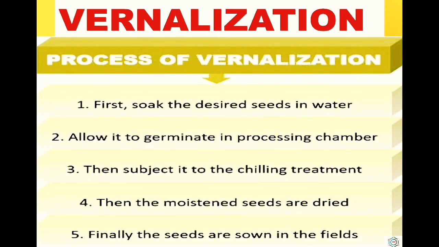So now the process of vernalization. First soak the desired seed in water, then allow it to germinate in a processing chamber, then subject it to the chilling treatment, then the moistened seeds are dried, and finally the seeds are sown in the fields.